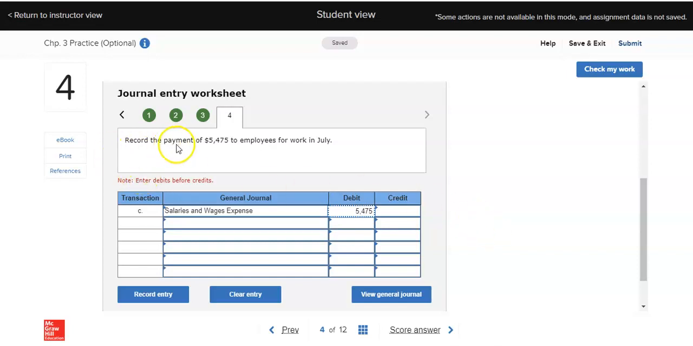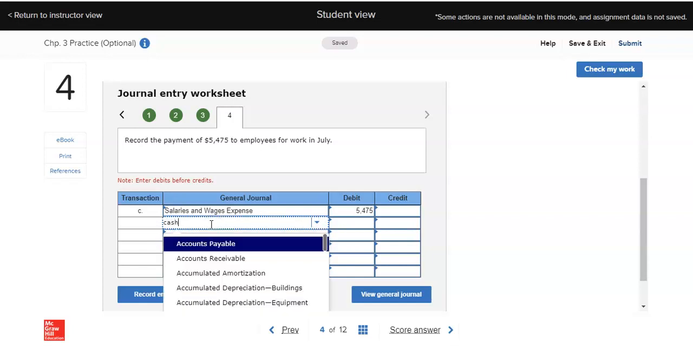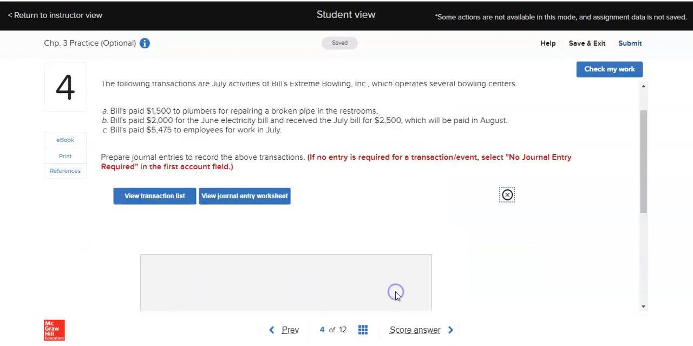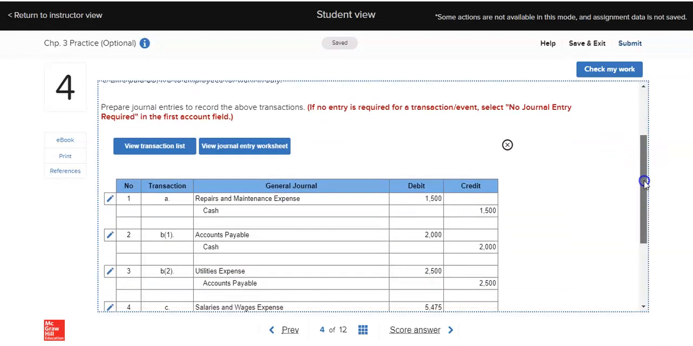It said record the payment, which means we're reducing our cash account. Cash is an asset. Normally we debit assets to increase or put them on the left side, but we want to decrease cash, so we're going to do the opposite, put the amount on the right or the credit side, and we'll record that. Now let's take a look at our general journal.